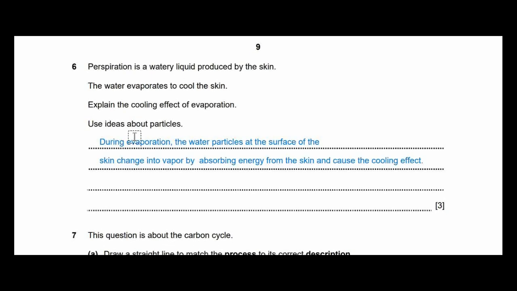Alright, let's open up the answer. Here we go. During evaporation, the water particles at the surface of the skin change to vapor by absorbing energy from the skin and cause the cooling effect.